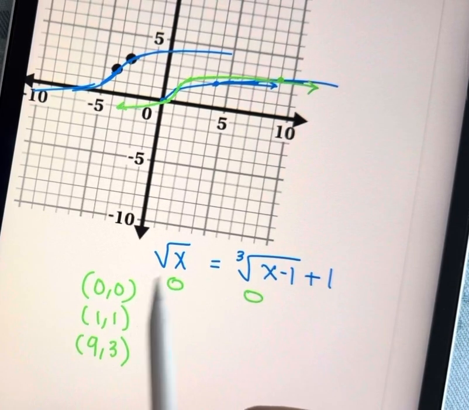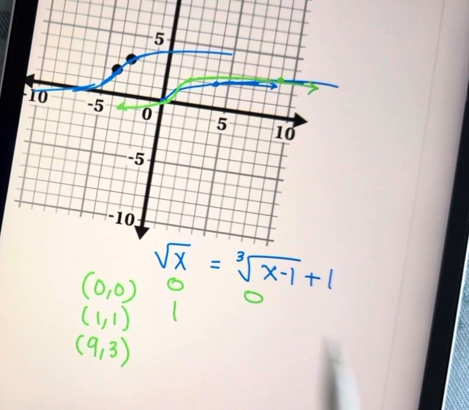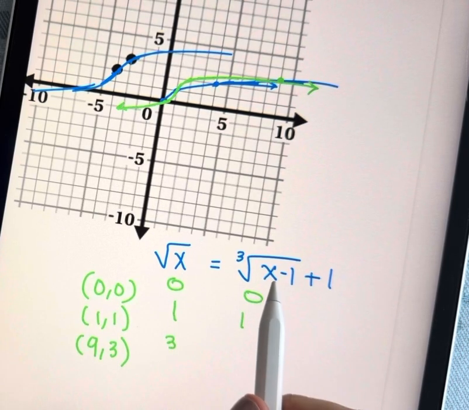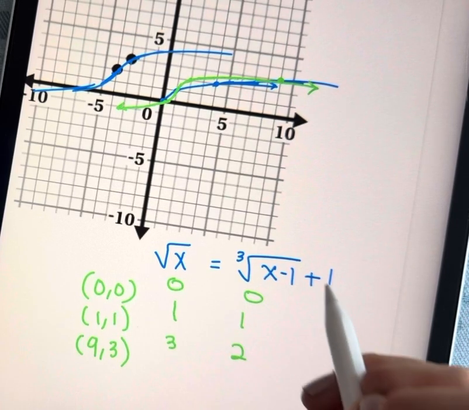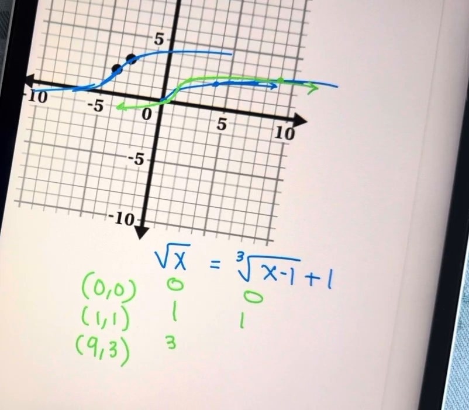Okay, let's check 1, 1. 1 would give me 1. And then over here, 1 minus 1 would be 0. So cube root of 0 would be 0. And then plus 1 would be 1. 1, 1 works. Then 9, 3. Okay, plug 9 in there, I get 3. Plug 9 in there, you get 9 minus 1 is 8. Cube root of 8 is 2. And then 2 plus 1 is 3. Also comes out true.